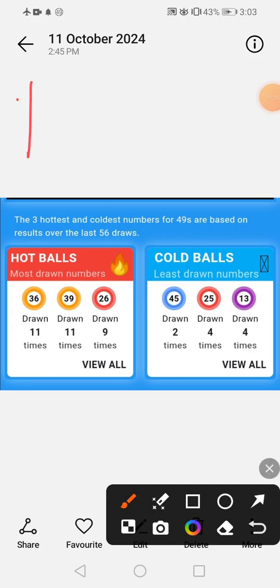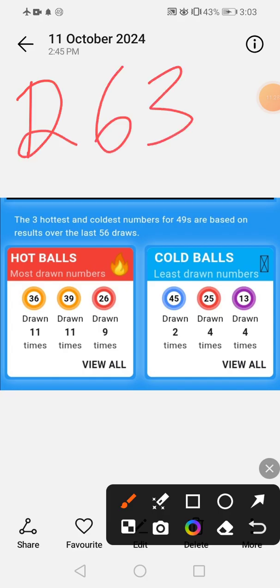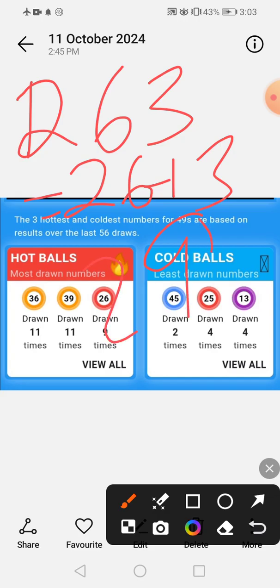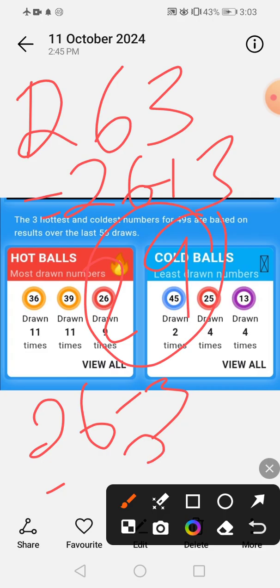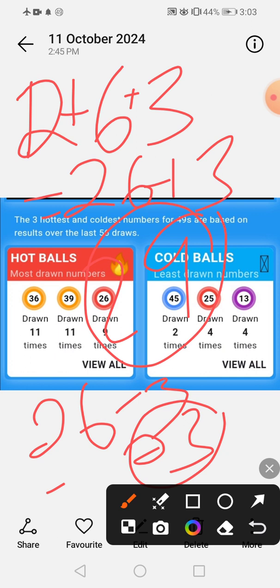We've got 263. We say 26 plus 3 is a 29. Numbers are repeating. 26 minus 3 equals a 23. So a 23 or 32 must drop at night. Okay, then we say 2 plus 6 is an 8. Plus 3, 8, 9, 10, 11 is going to be an 11.